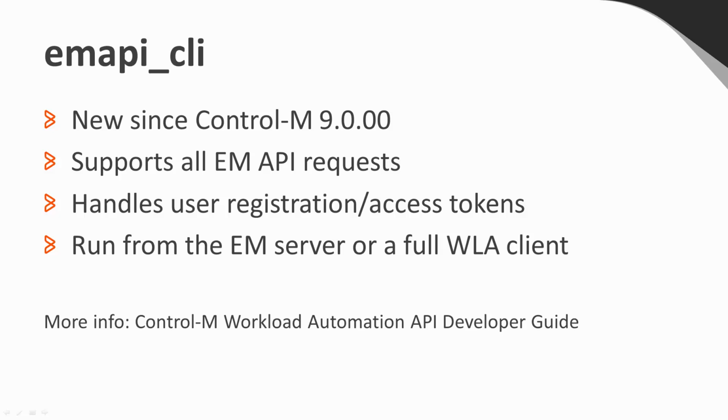The EMAPI CLI utility is new since Control-M version 9. You can use it to send EMAPI requests to the Control-M Enterprise Manager without having to do any Java programming. It supports all EMAPI requests except for the user registration and access token handling requests, which it automatically handles for you. You can run the utility from the EM server or any full workload automation client. For detailed information about each specific request, refer to the API requests chapter in the API developer guide.